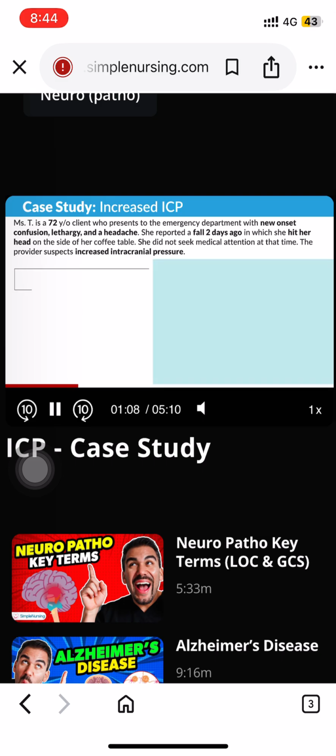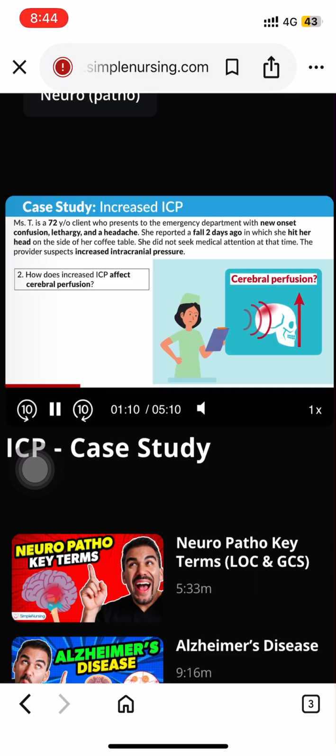Now, question 2. How does increased ICP affect cerebral perfusion? Pause the screen and just think of a few options here. Okay, so let's break down this case study question. How does increased ICP affect that cerebral perfusion? Basically, blood flow to the brain.